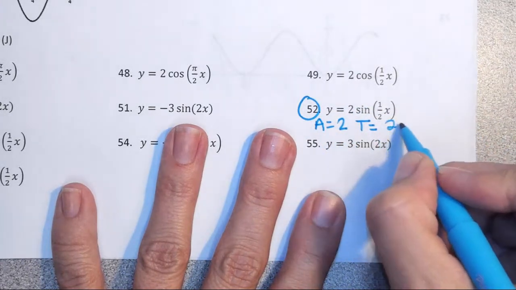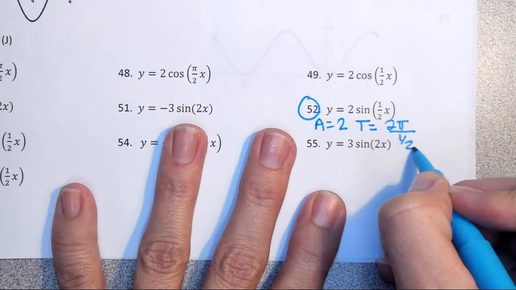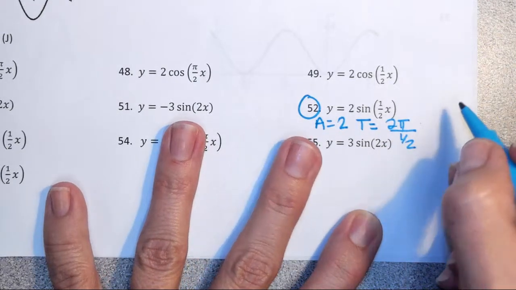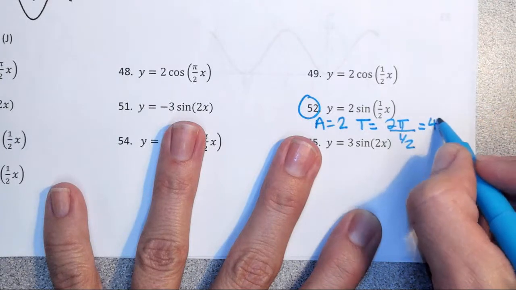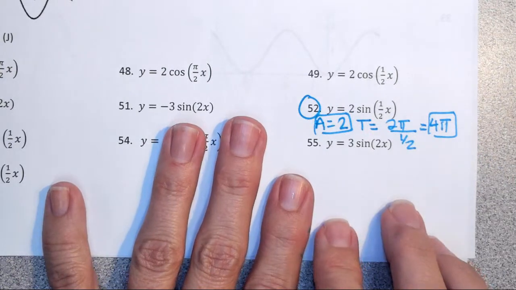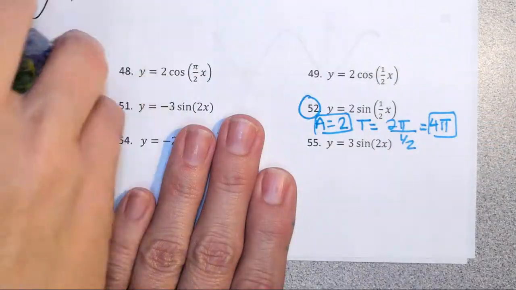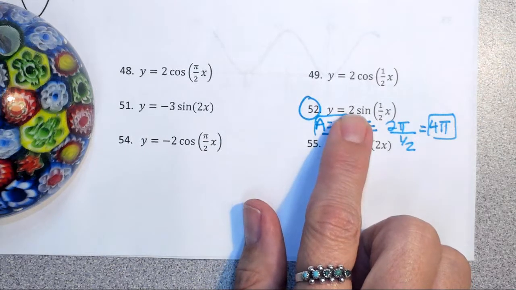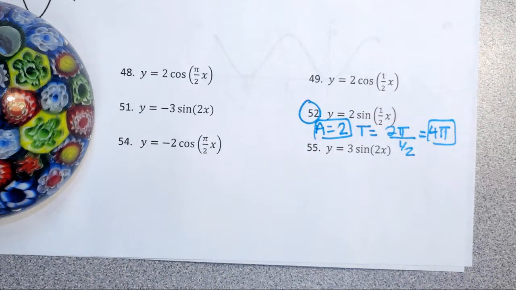So we're going to do 2 pi divided by 1/2. You have to multiply, and when you multiply, you get 4 pi. Okay, so this is probably enough information to pick the right picture. I know it's going to be a sine curve, and sine always starts at the axis. That means I'm looking for a graph that starts at 0, 0. It's a positive sine, and it's going to go up 2. So I'm looking for a graph that starts at 0, 0, goes up to 2, back to the axis, down to negative 2, and back to the axis.